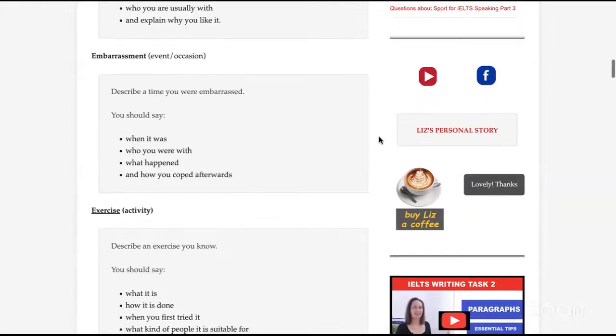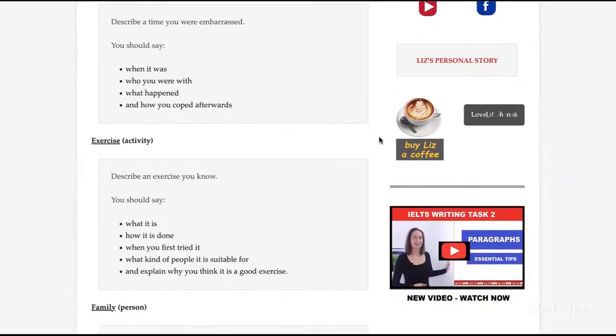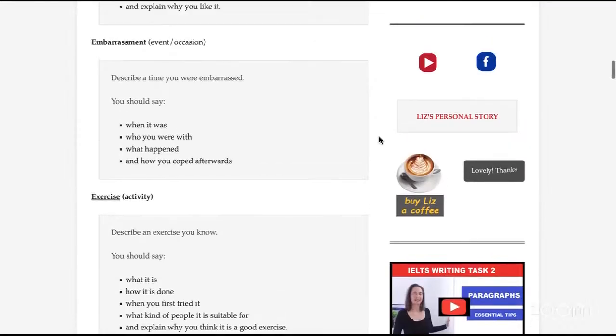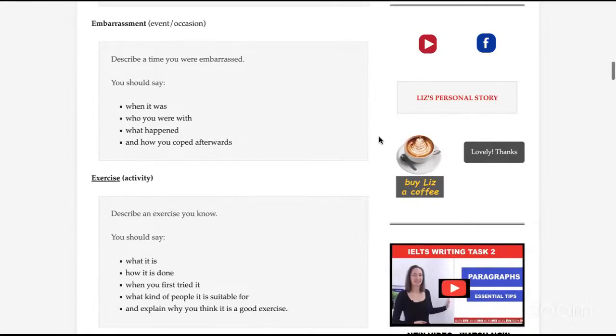And one more point, ma'am, you should also use synonyms, that is also better. For example, embarrass, shame. So if you use different words, that is better than repeating the same word. Okay.